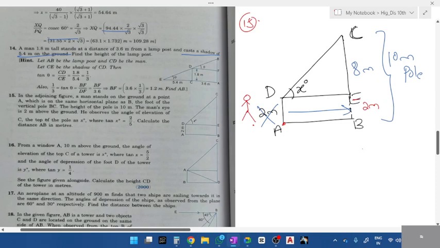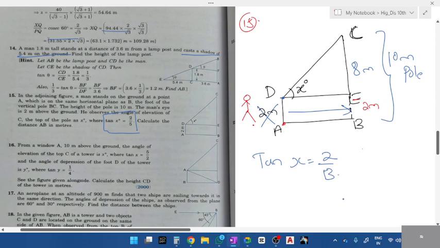Next, the man's eye is 2 meters above the ground, which means the man is looking at the top of the pole from D. He observes the angle of elevation of the top of the pole as x degrees, where tan x is 2 by 5. So what is the x value given? They have already given the formula here. Tan x is equal to 2 by 5.